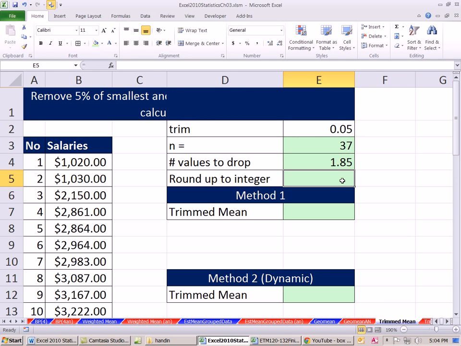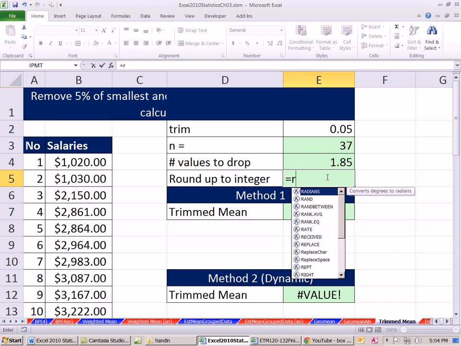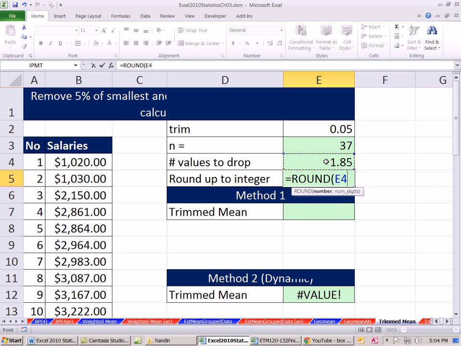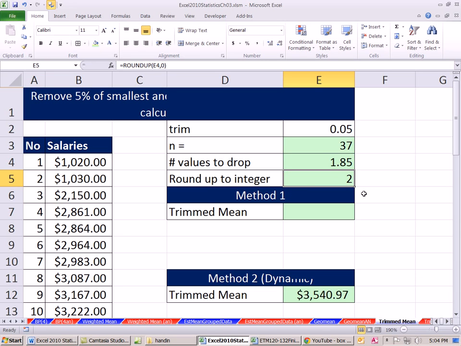So I'm going to round this up to the integer. You could just write 2, or you could use the round function. Now, actually, we could probably use the round. Why don't we use round up? Round up will round up to the next integer, or round to whatever position we tell it to. This number of digits right here, if we put a 0, it says please round up to the next integer. And so it's 2.